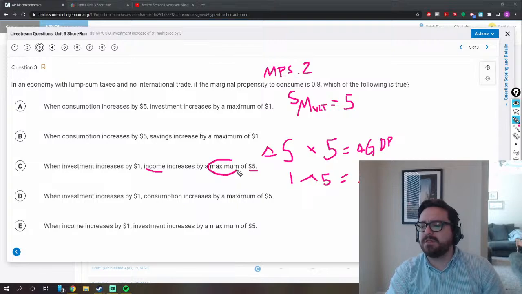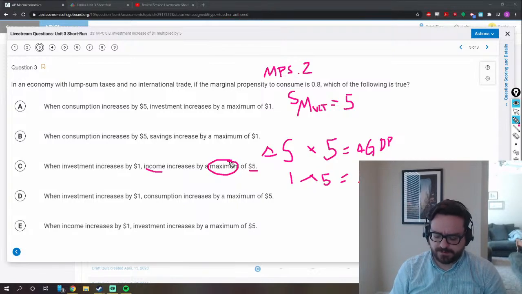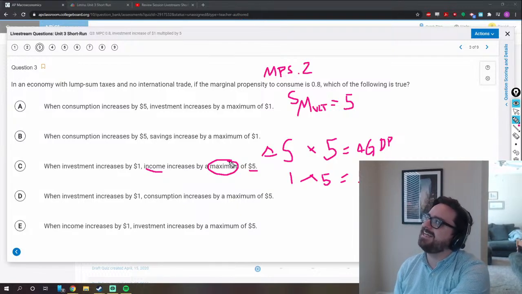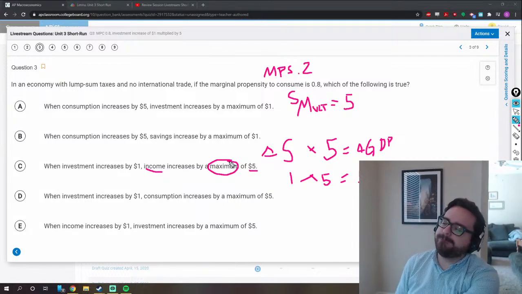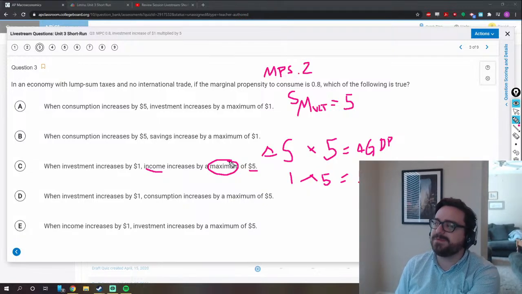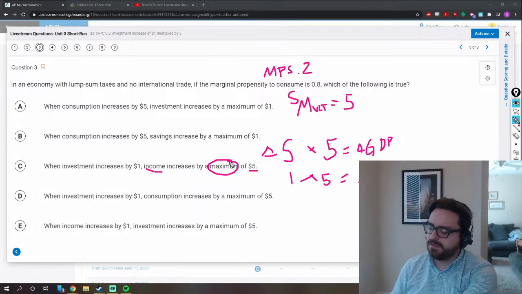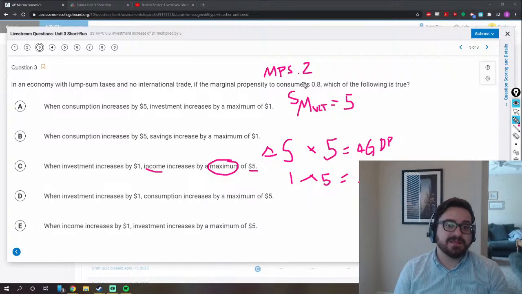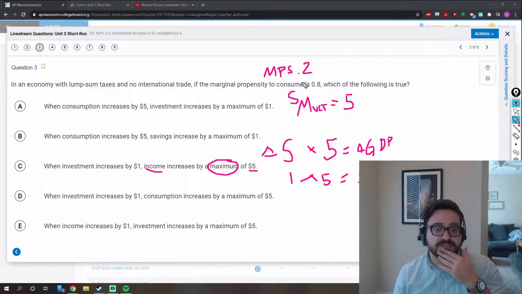It says the word maximum here. It's an important thing to mention with the multiplier, that when you're saying how much they can increase GDP by, it isn't a guarantee that it's going to happen. If we have investment increase by $1, it doesn't mean GDP is definitely going to go up by 5. It just means it could go up by as much as 5. That is the best case scenario. Reasons why it might not is because different people might spend in different amounts. So that business that you're giving $1 to might not spend 80%. This is an average, not a guarantee. So if they don't spend all of that, then the multiplier stuff wouldn't happen that way.